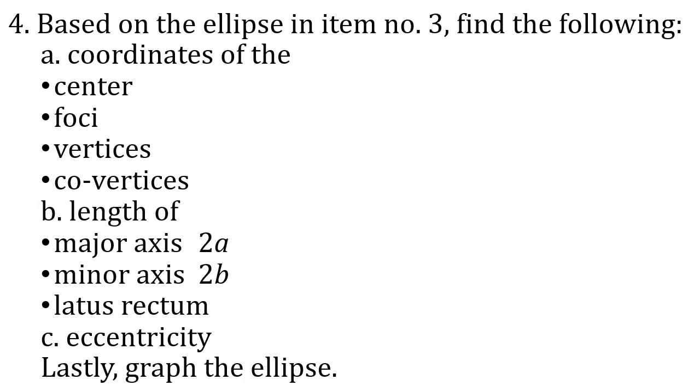So for number 4, based on the ellipse in item number 3, find the following. A, the coordinates of the center, foci, vertices, and co-vertices. B, the lengths of the major axis, minor axis, and latus rectum. And C, the eccentricity. And then lastly, graph the ellipse.